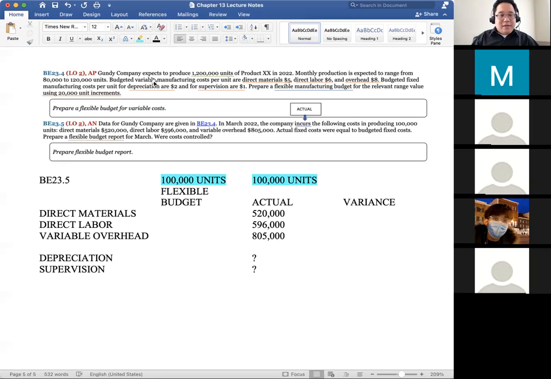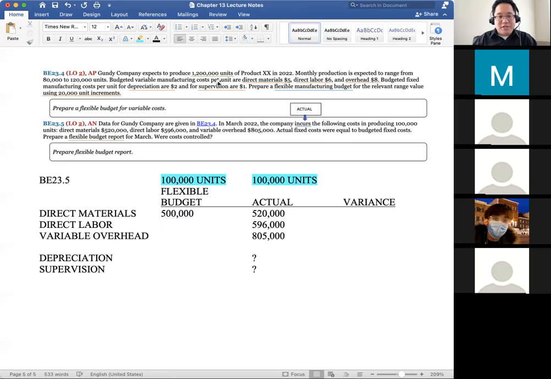Okay, so it says the company expects to produce 1.2 million units. And then their production is expected to be between 80,000 and 120,000. It says I expect that variable costs include direct materials would be $5. If you make 100,000 units, how much is your direct material cost going to be or expected to be? 5 times 100,000 is $500,000.